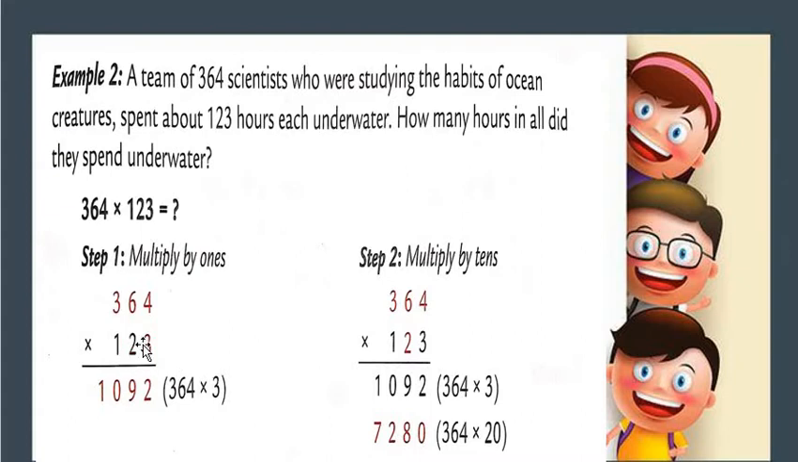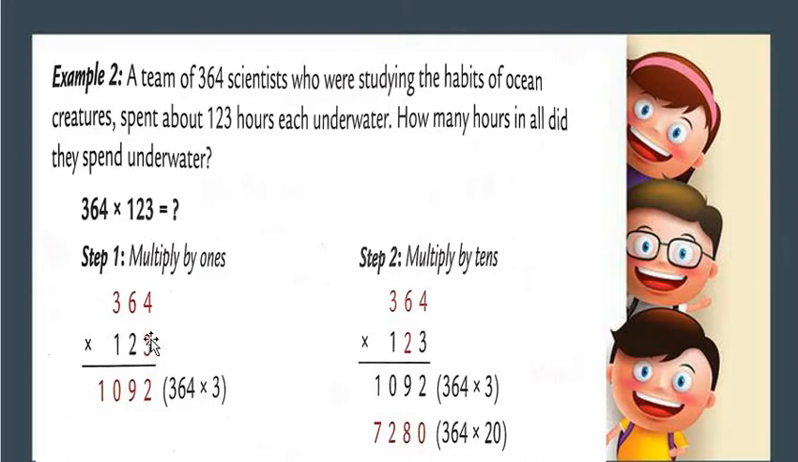First of all, we break up the digit 23. How can we break up 23? 20 plus 3, like that. Understood? 20 plus 3, which means 20 and 3.